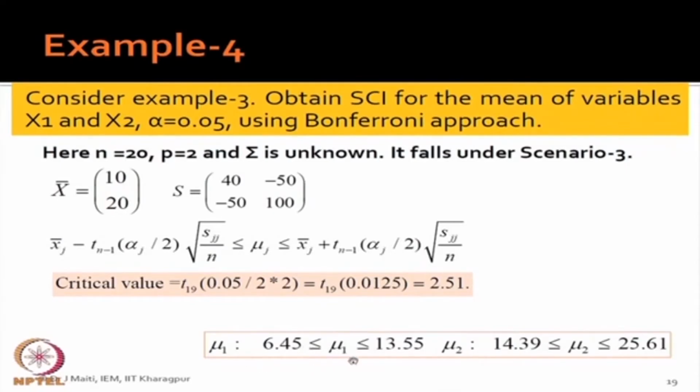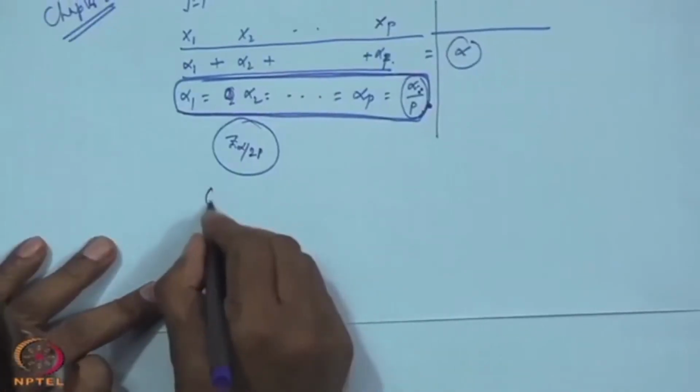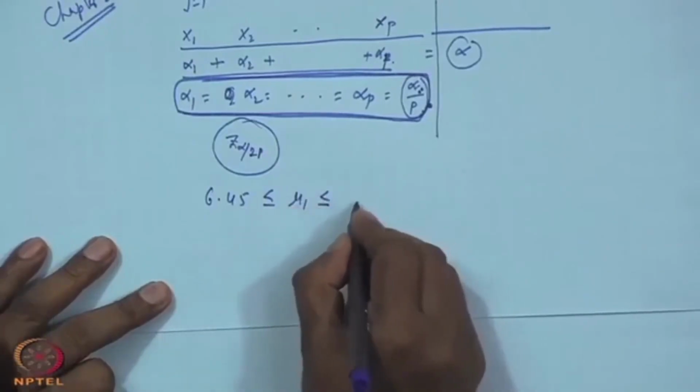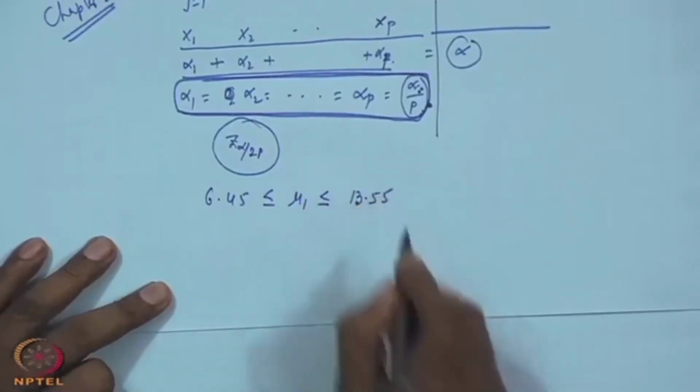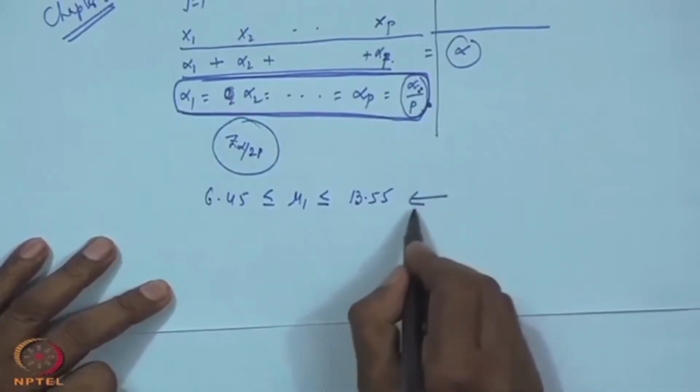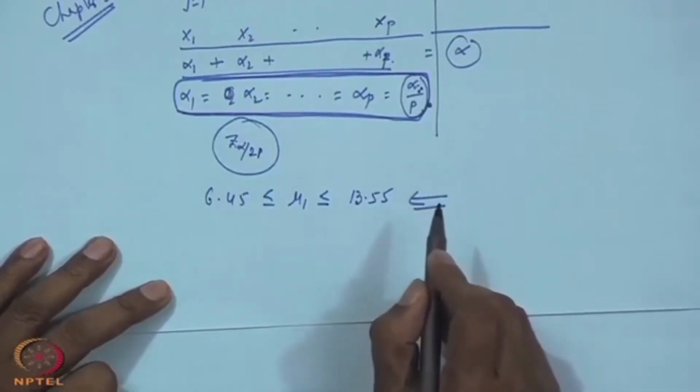Once you put all these values into this equation, you will be getting 6.45 less than or equal to mu 1 less than or equal to 13.55. So, I am writing this: 6.45 less than or equal to mu 1 less than or equal to 13.55. Using the maximization lemma, what was the interval we got?